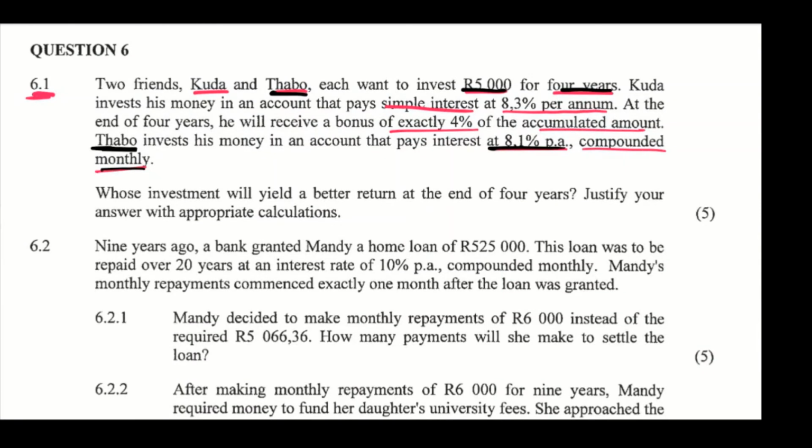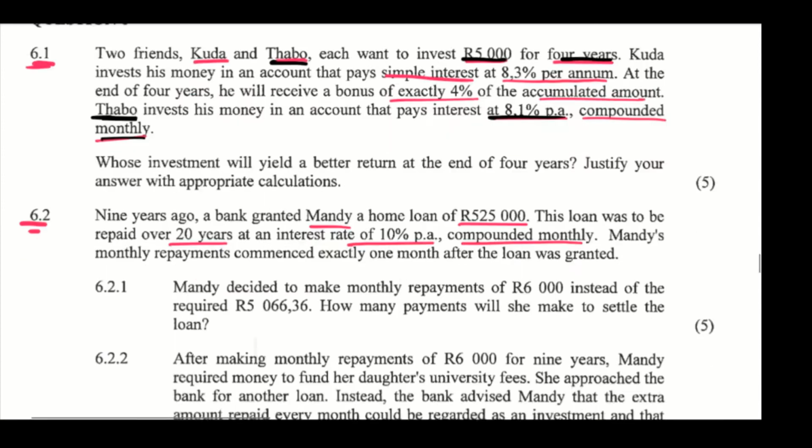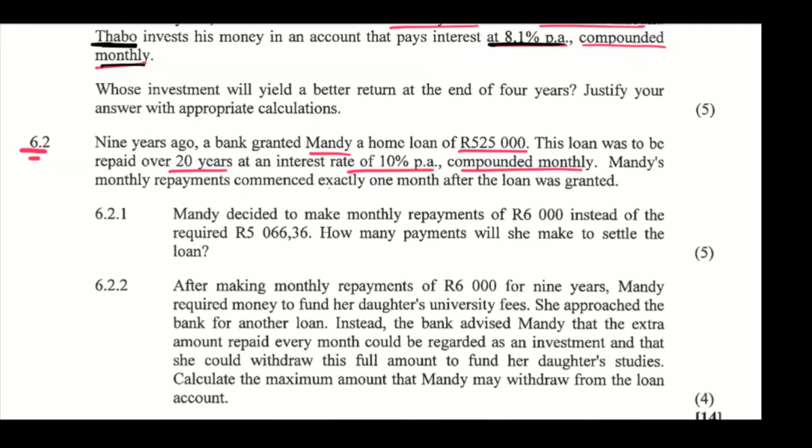So now we're going to do 6.2. 6.2 says that 9 years ago a bank granted Mandy a loan of 526,000. This loan was to be repaid over a period of 20 years at an interest rate of 10% compounded monthly. Mandy's monthly repayments commenced exactly 1 month after the granting of the loan, right? So 6.2.1, Mandy decides to make monthly payments of 6,000 instead of the required 5,066 rand 0.36, right? How many payments will she make to settle the loan?